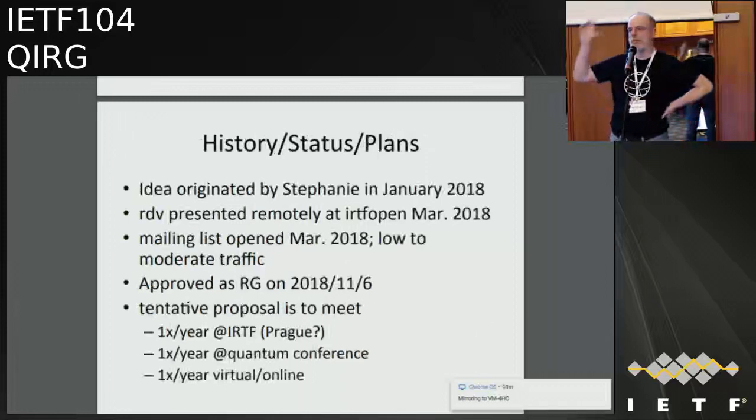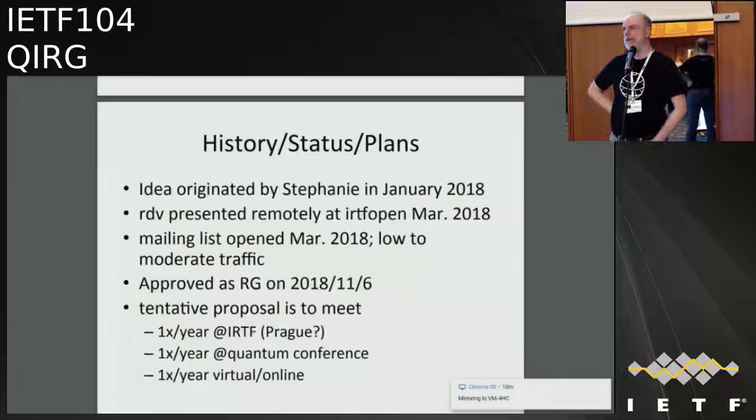So the history and status of this group, just very, very quickly, for those of you who are in the room for the first time or hearing about this for the first time. Stephanie originated the idea of having this research group in January of 2018. I gave a presentation remotely at the IETF Open in March of 2018. We opened the mailing list after that, and we were approved tentatively as a proposed research group in November and met in Bangkok, where we had an overflow room, 120 or so people I think were on the blue sheets. And our proposed plan, which we may or may not stick to in its entirety, is to meet once a year here at IETF, and once a year at a quantum conference, and once a year virtually or online, just sort of roughly. Okay, next slide.